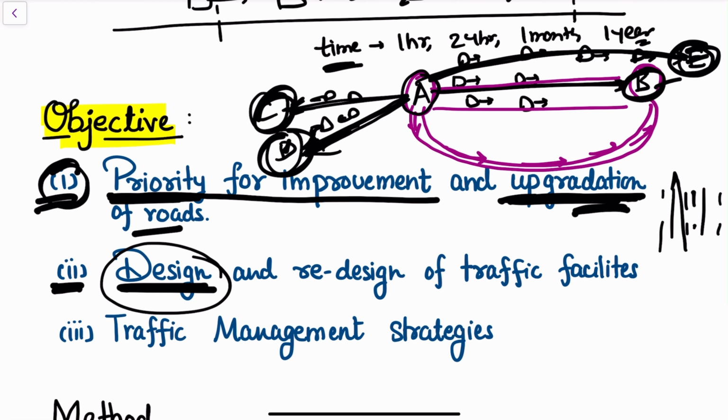And suppose during the initial period of the project, we observe that only, let's say, a 4-lane road will do the purpose, right?